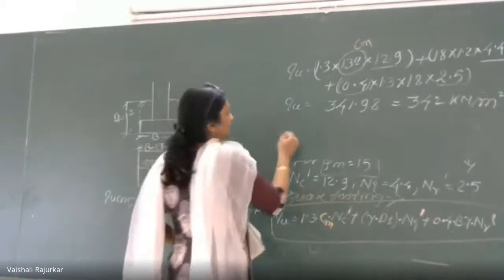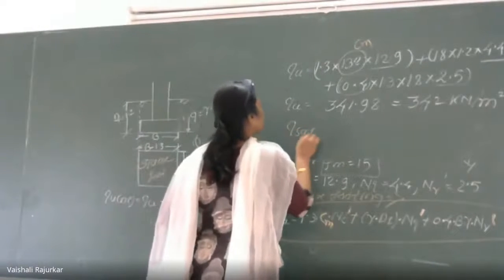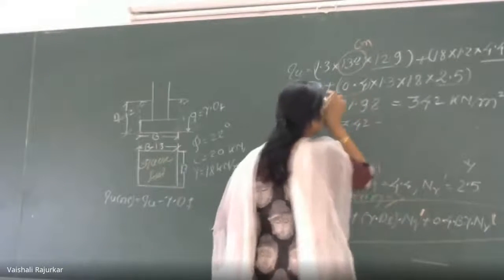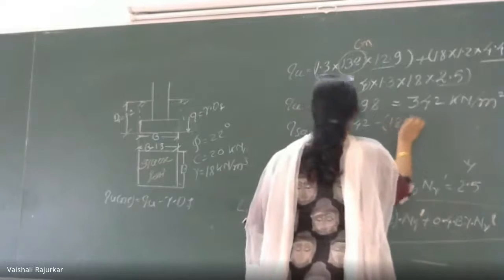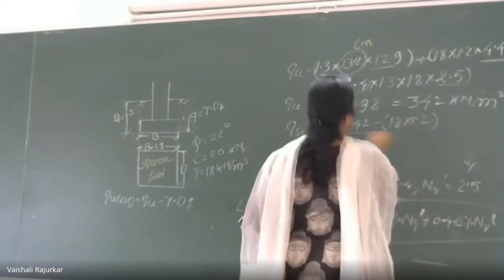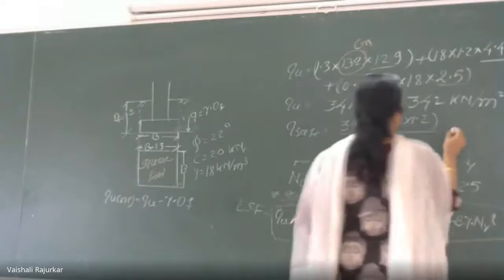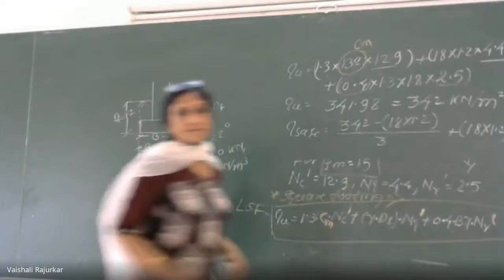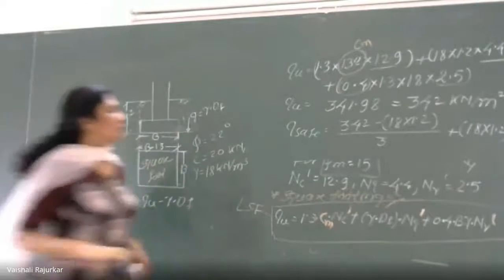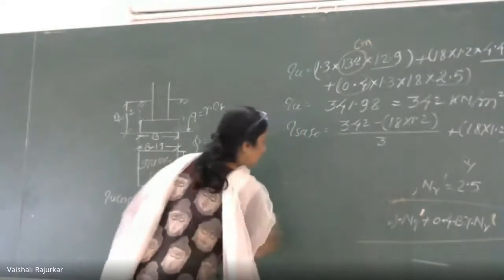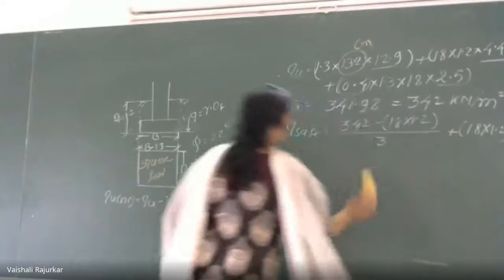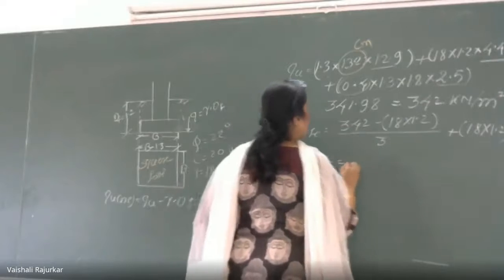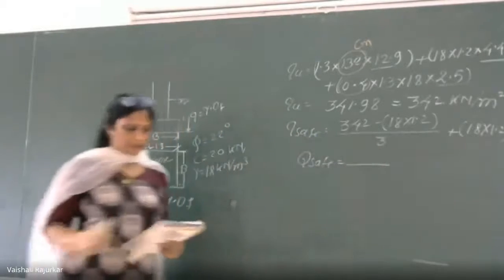Right? So then we find out q safe is equal to 342 minus 18 into 1.2 divided by factor of safety 3, plus 18 into 1.2. So what is the value of q safe? Just find out.